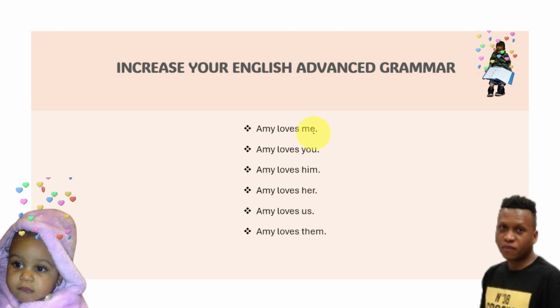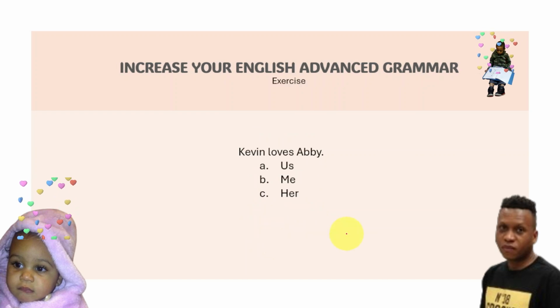We come here. Amy loves me. Amy loves you. Amy loves him. Amy loves her. Amy loves us. Here we kind of link it. Amy loves them. Now we're going to do an exercise. Kevin loves Abby.